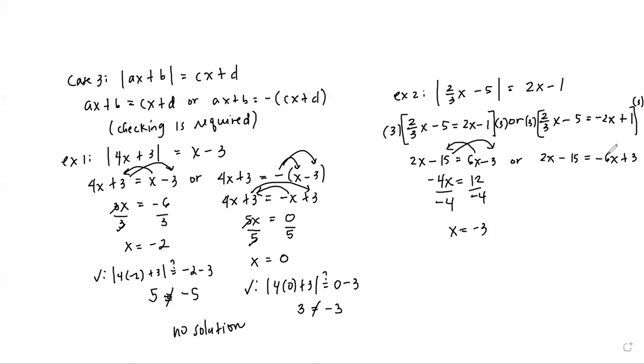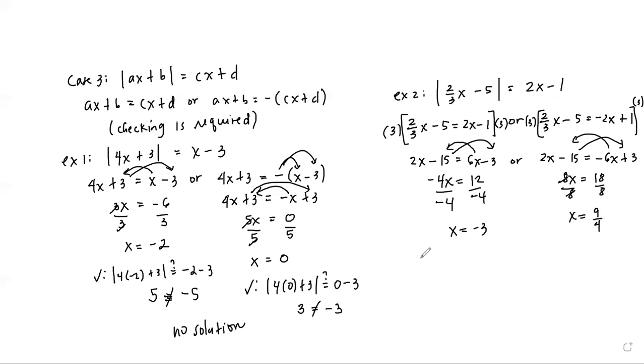And then for the second equation, transposing negative 6x to the left side, we get 8x. That's 2x plus 6x is 8x. And then transposing negative 15 to the right side, we get 3 plus 15, which is 18. And then dividing both sides by 8, we get x is equal to 18 over 8, which is 9 over 4.